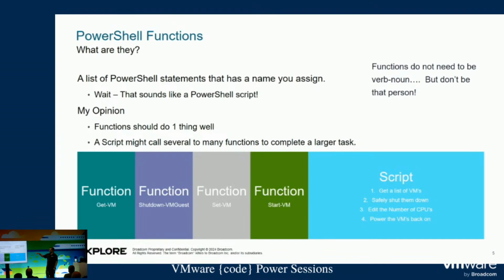And then a script might call many of those functions, right? So kind of like a little block diagram. I'm not very artsy, so this is what you get. We have a function called getVM. We have a function called shutdown VM guest. We have a function called setVM, and we have a function called startVM. Very basic functions that do one thing really well, and then we put them all in a script to perform a series of tasks, right? And that's what we're talking about. So we're going to start building functions, and then once we get done building the functions, we now have a script. We can also put all these functions into a module. So later today, we'll be talking about modules, how to build a module, how to maybe deploy that to the PowerShell gallery, maybe deploy that locally amongst your team.